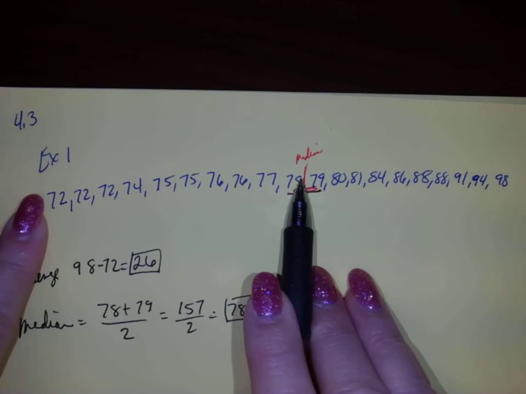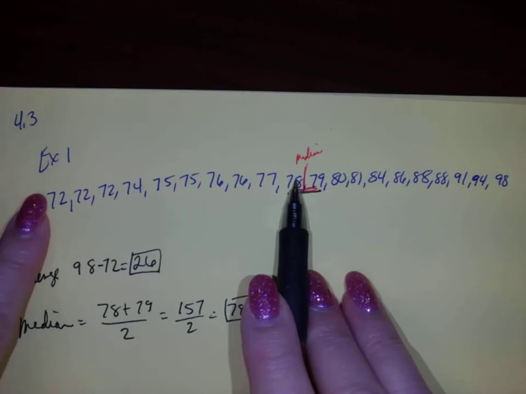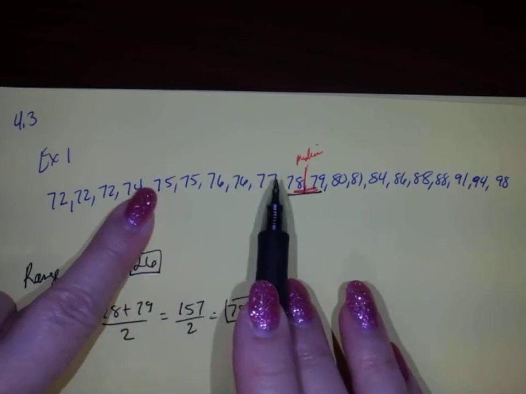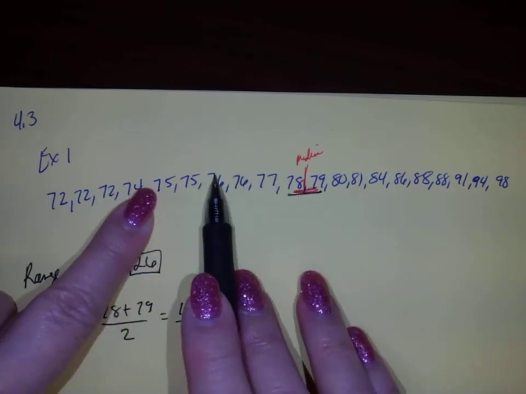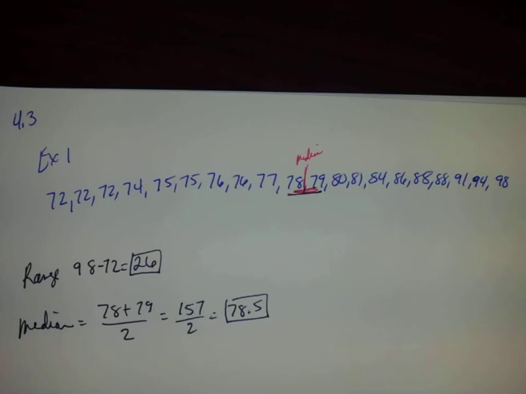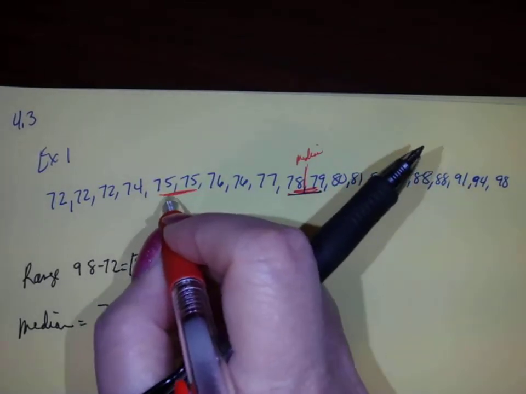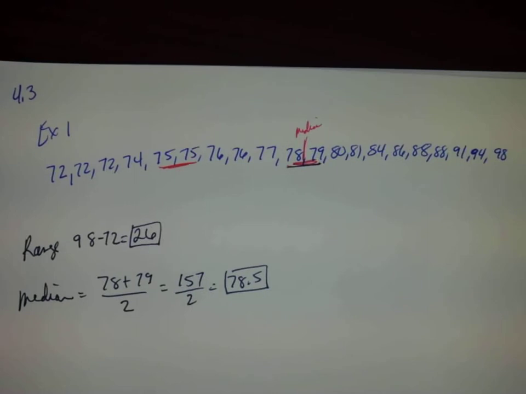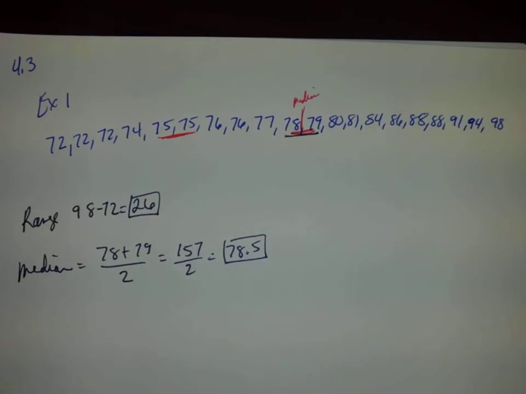Well, 10 is another even set, right? So 10 divided by 2 would be 5. So 1, 2, 3, 4, 5, and 1, 2, 3, 4, 5. This is going to be the 2 numbers I look at for this. Now, they happen to be the same number, but I'm going to do the same math so that you can see what we would do.